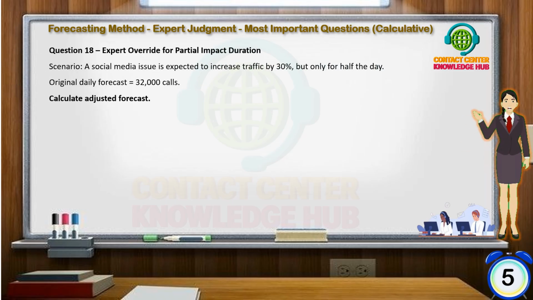Now let's solve question 18, expert override for partial impact duration. Here's the scenario. A social media issue is expected to increase traffic by 30%, but only for half the day. Our original full-day forecast is 32,000 calls. Calculate adjusted forecast. Think for a moment.